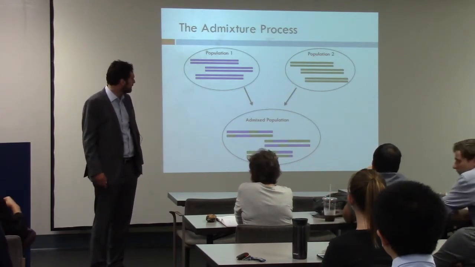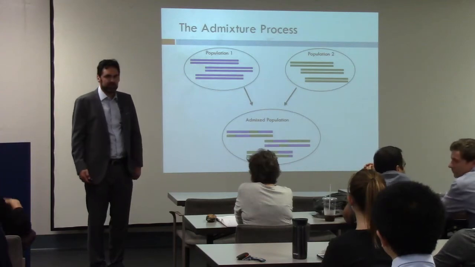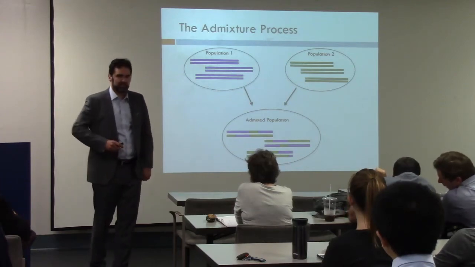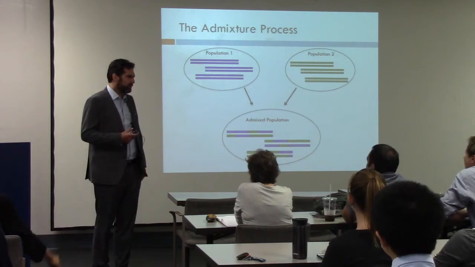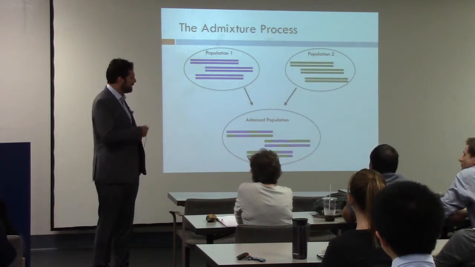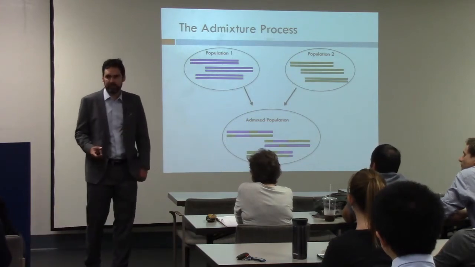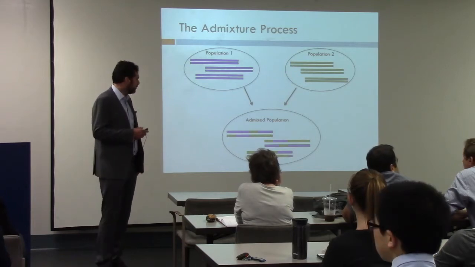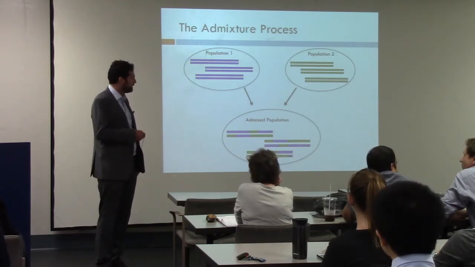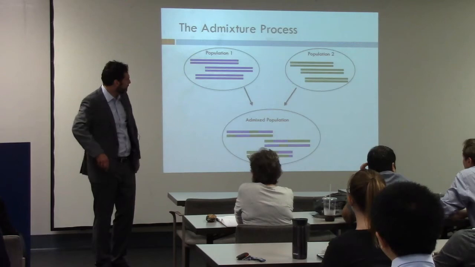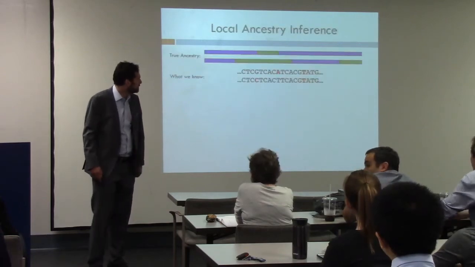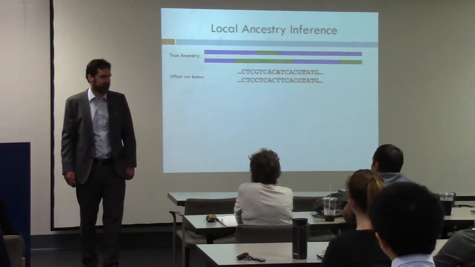And what we really want to do is we want to understand, if I look at one specific location in the genome, did both copies of the genome at that position come from population 1? Did they both come from population 2? Or did one of the haplotypes come from one population and one from the other? So to do this, we're trying to infer what we call local ancestry.